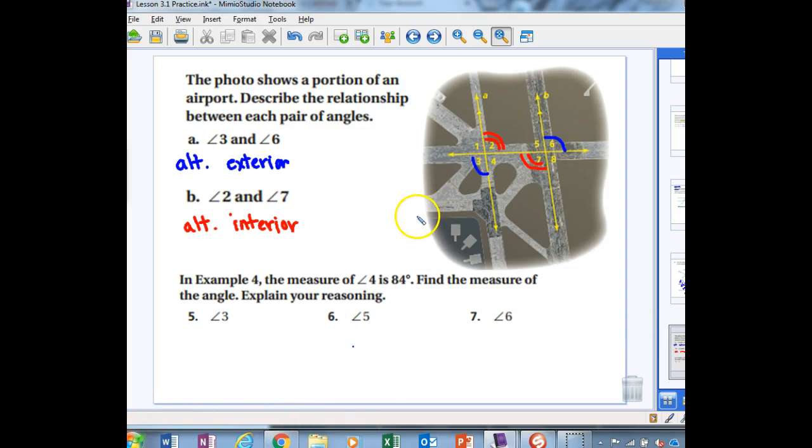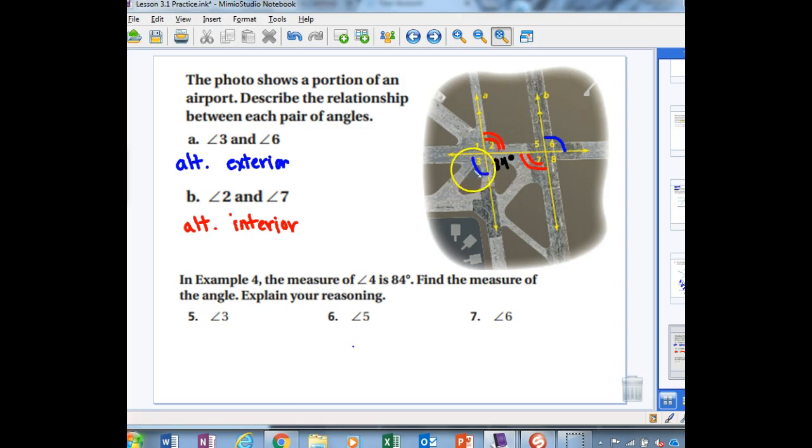Christian, you with me? No. So let's look at angle 3. It says, in the example, the measure of angle 4 is 84 degrees. So I'm going to find angle 4, and I'm going to write down that it is 84 degrees. Let's undo that. 84 degrees. So if angle 4 measures 84 degrees, what is angle 3 going to measure?